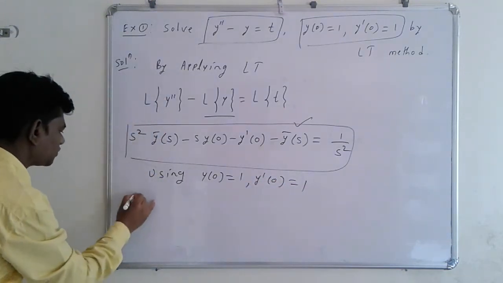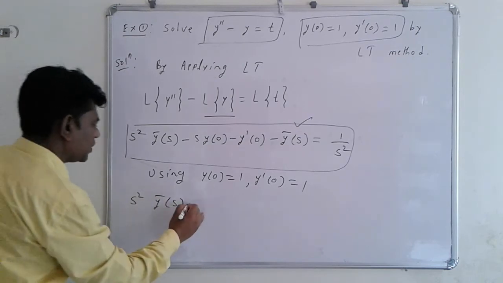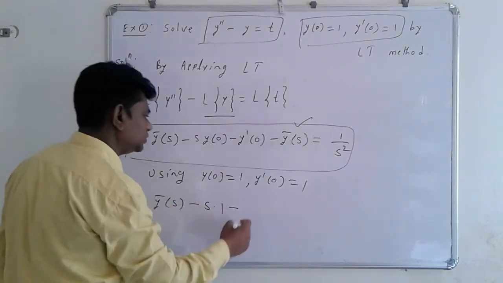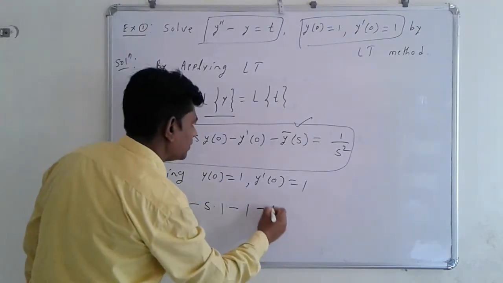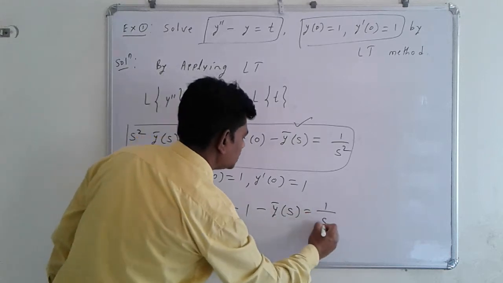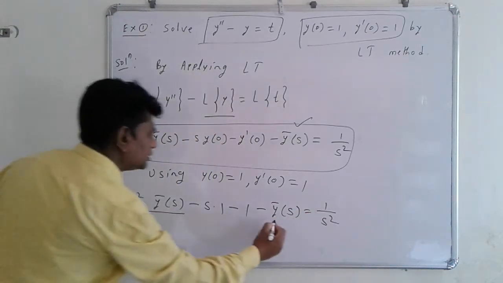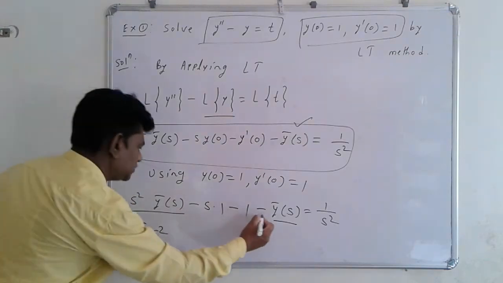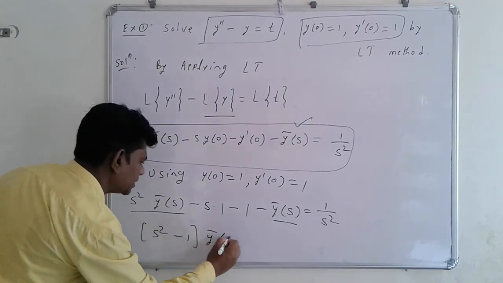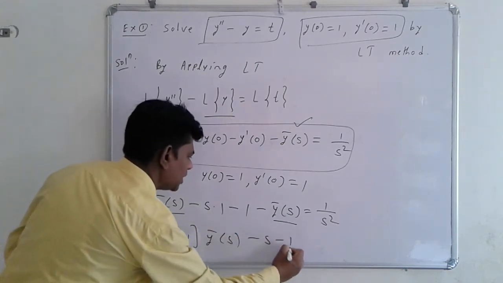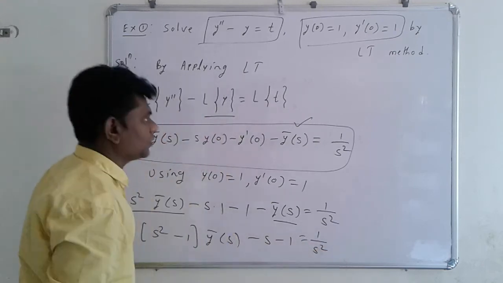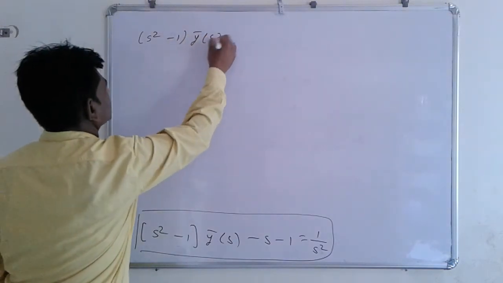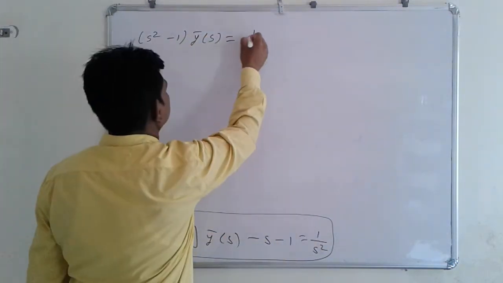The answer is s square y bar s minus s times y of 0, which is 1, minus y prime of 0, which is 1, minus y bar s is equal to 1 upon s square. Now here this y bar s is the common term, so therefore the answer is s square minus 1 times y bar s, minus s minus 1, is equal to 1 upon s square. So therefore s square minus 1 times y bar s is equal to this 1 upon s square.